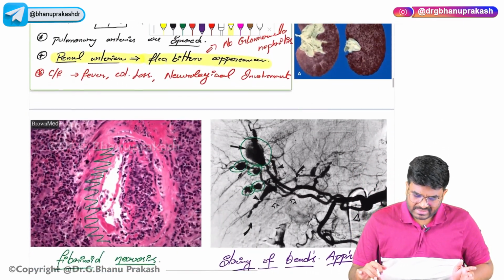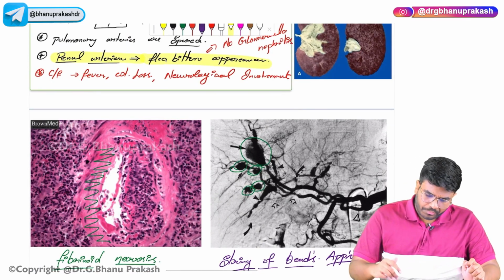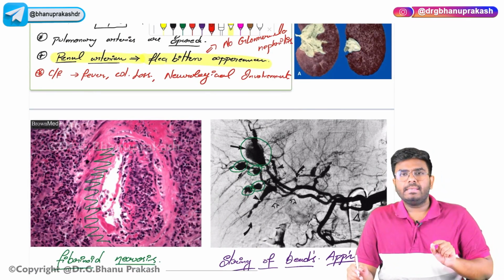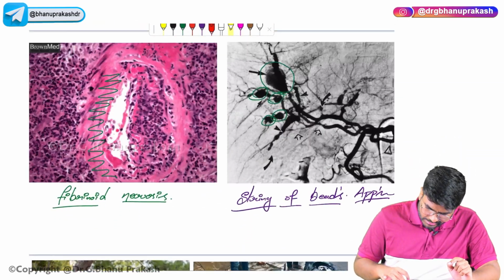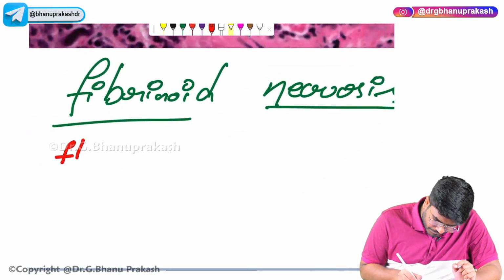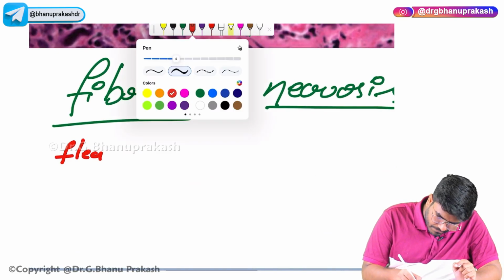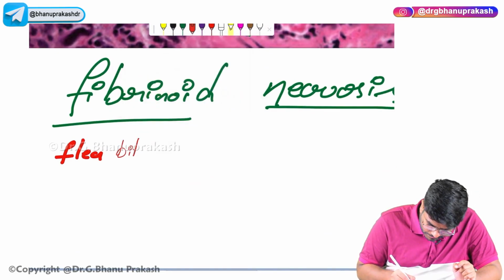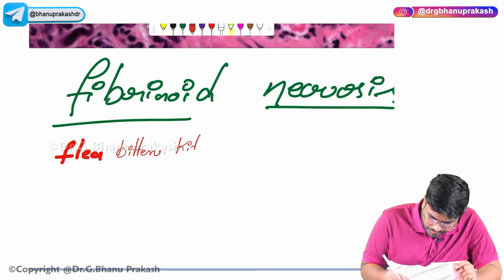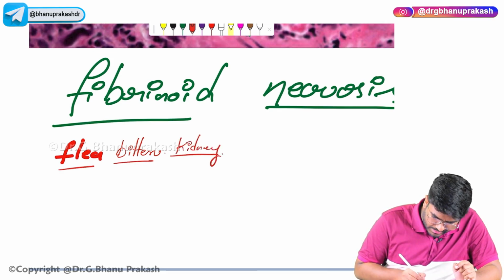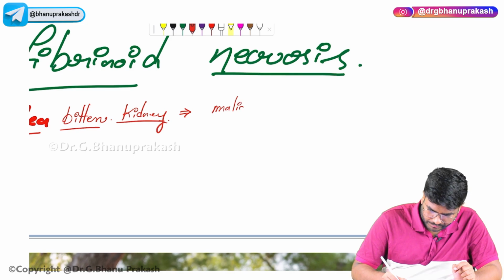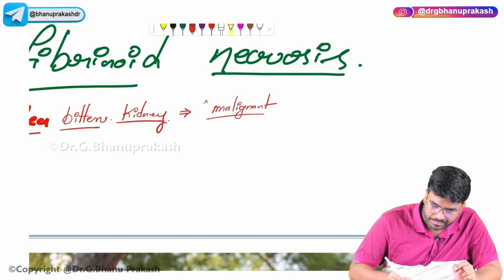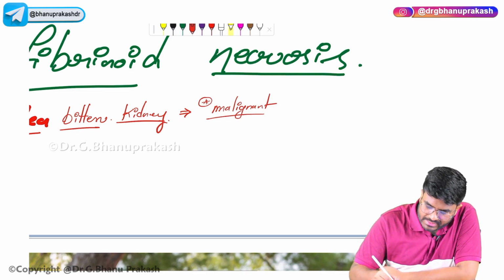Now, just as an integration, I want you to know this flea-bitten kidney. It is seen in polyarteritis nodosa, but not only in polyarteritis nodosa; the flea-bitten kidney is also seen in some other conditions. What are they? It is seen in malignant hypertension. I am deviating a little from the topic because this is a bit important.